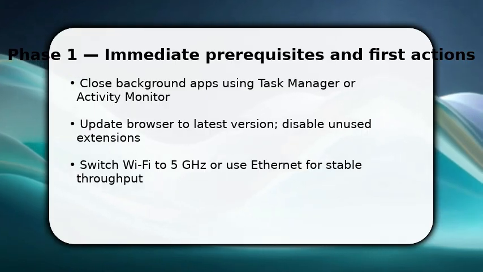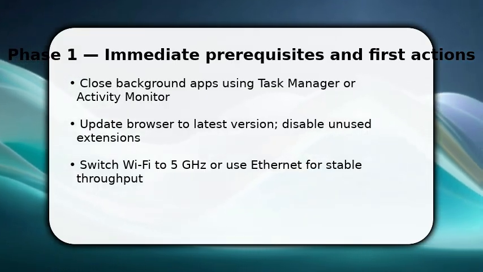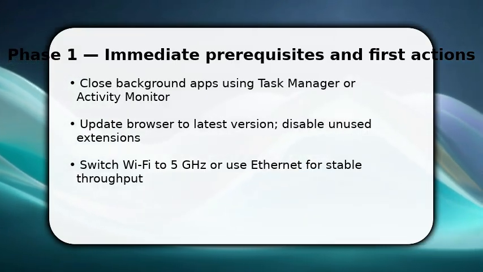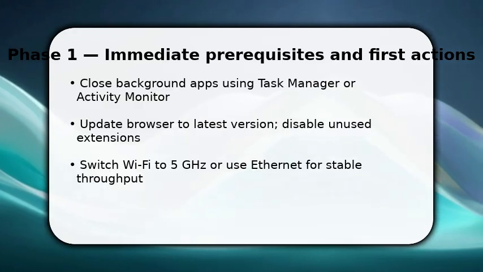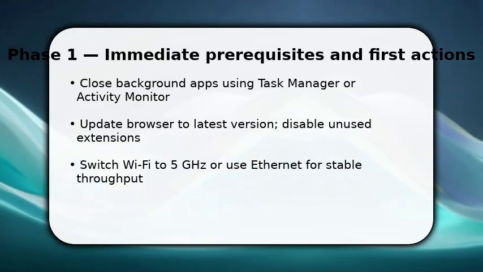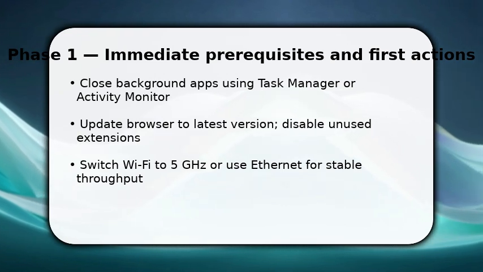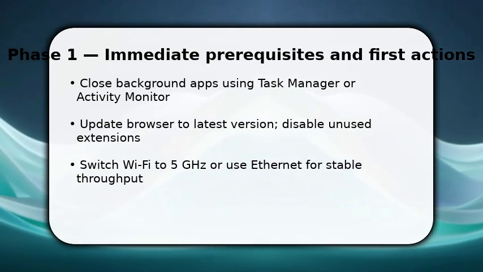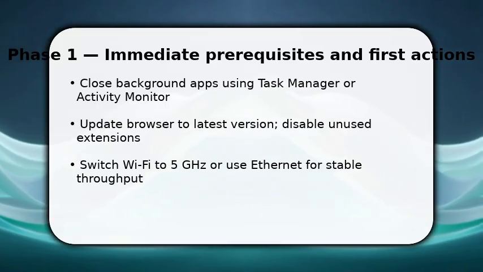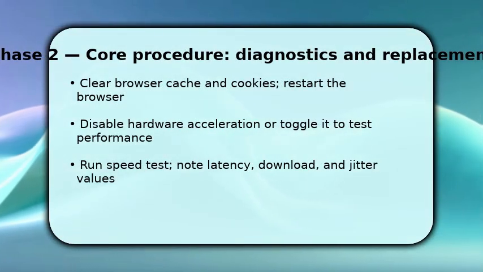Check your network. Move closer to the router, switch to 5 GHz, or plug in Ethernet. Finally, lower the YouTube playback resolution to 720p or 480p, so buffering clears faster while you continue with the next steps. Now tackle middle steps that actually fix lag.